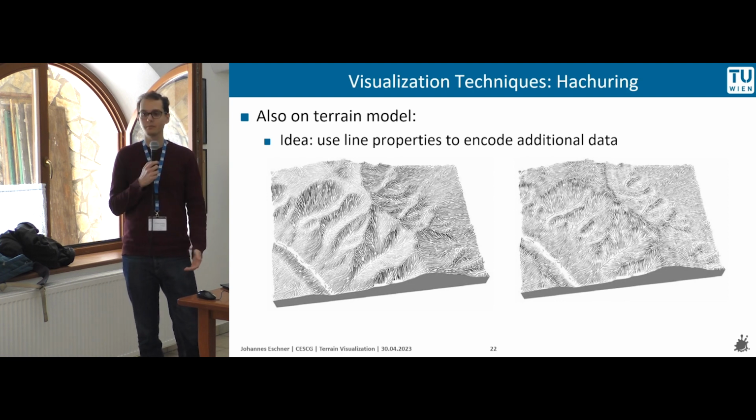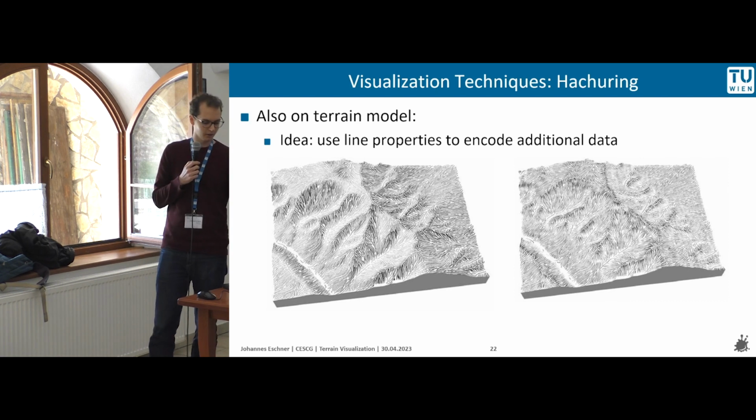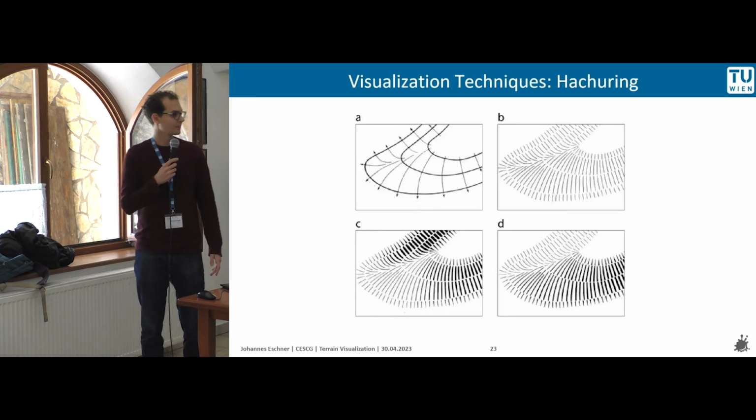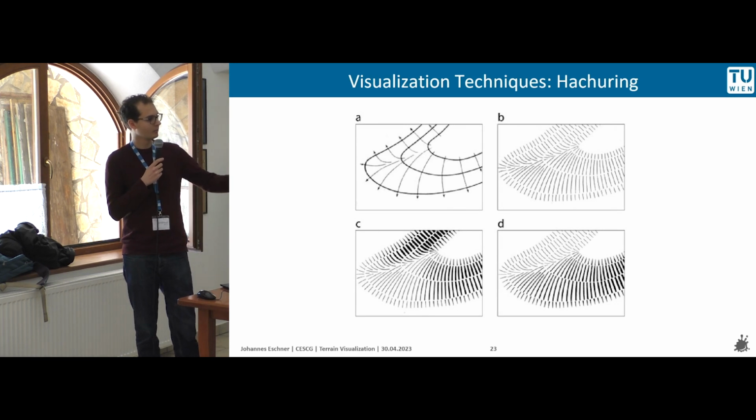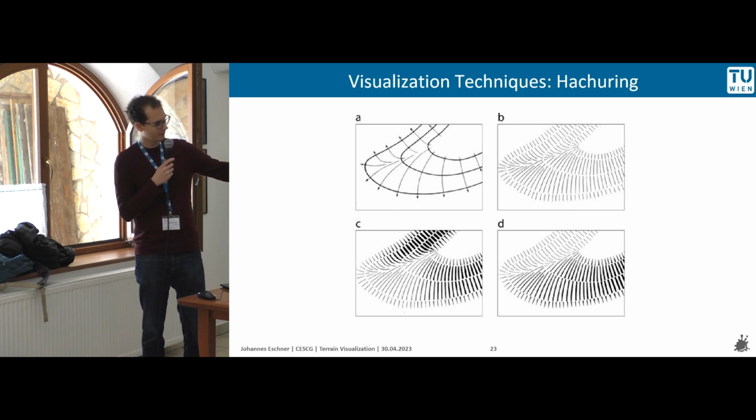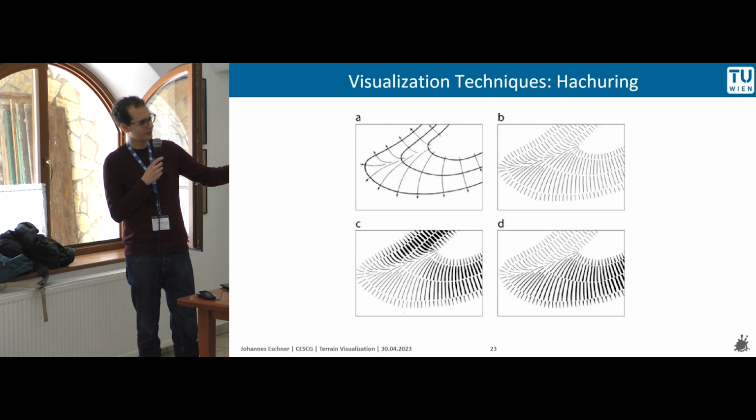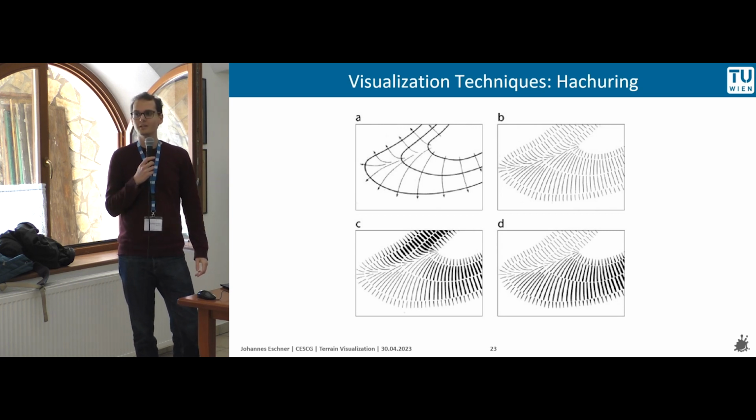So there's a couple of parameters that you can use to encode additional data here. And how you arrive at these lines is basically you can take the normal contour lines and then draw your curves for the hachures just normal to them. And then you can have different encodings, so you can have different thicknesses, different shapes, different lengths. And with all these parameters, you could encode additional information.